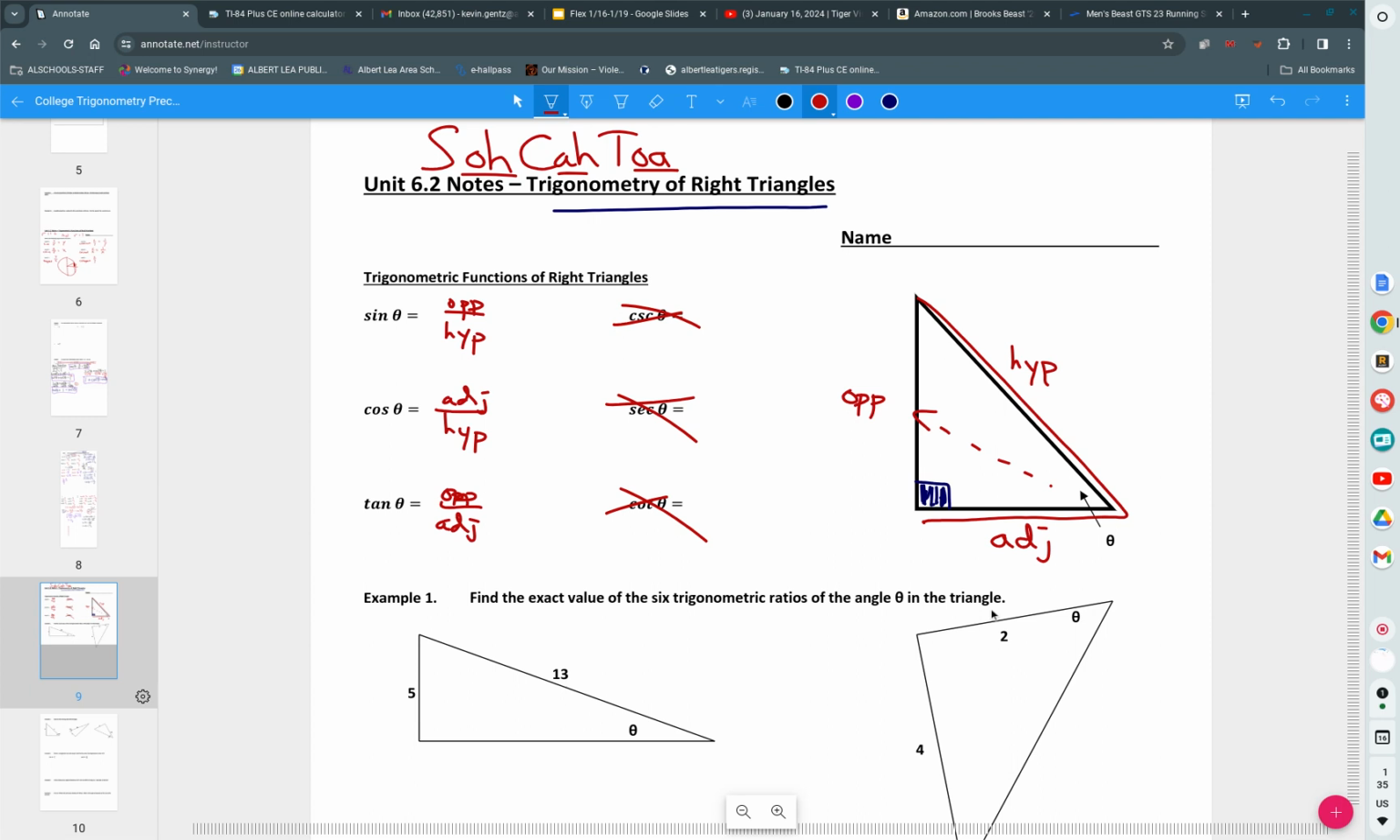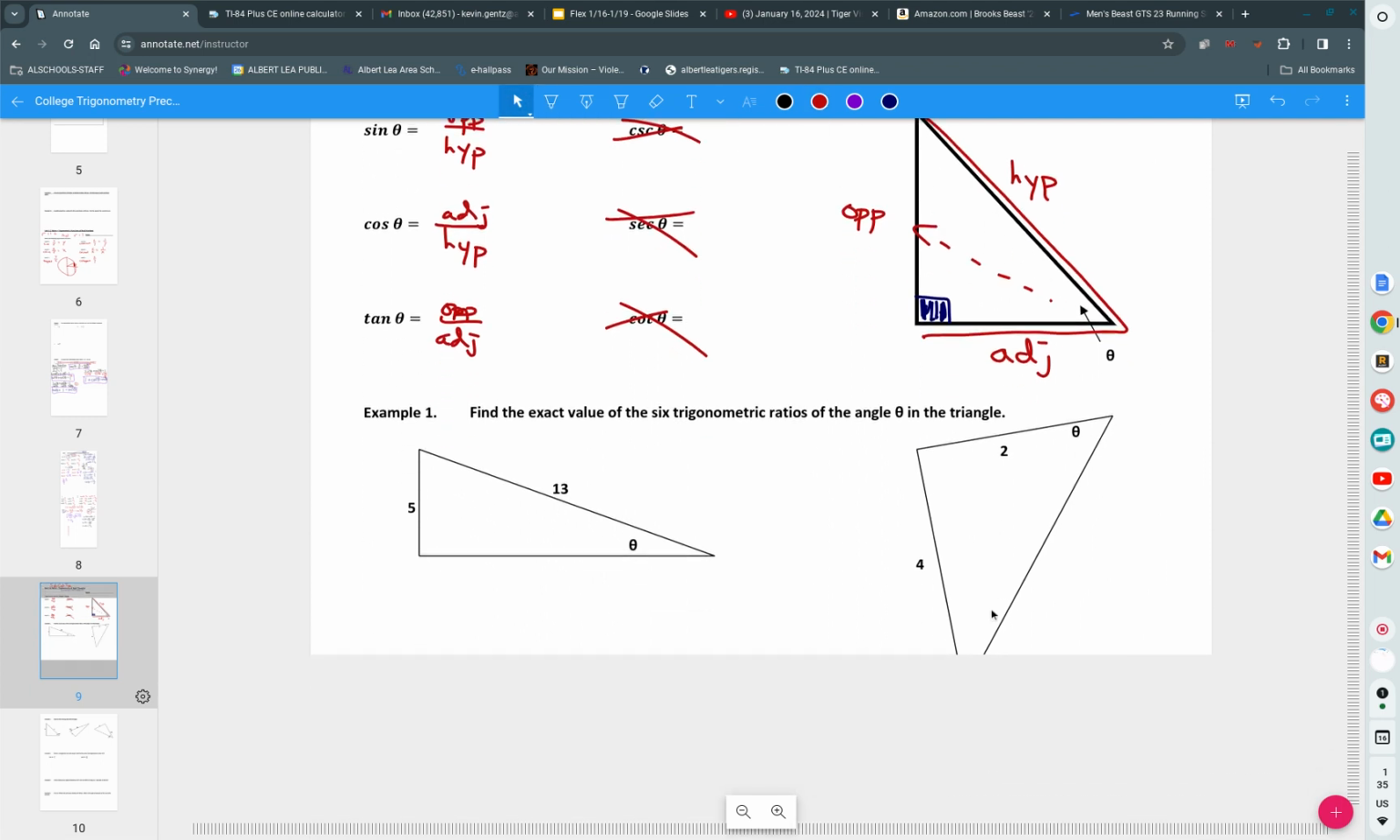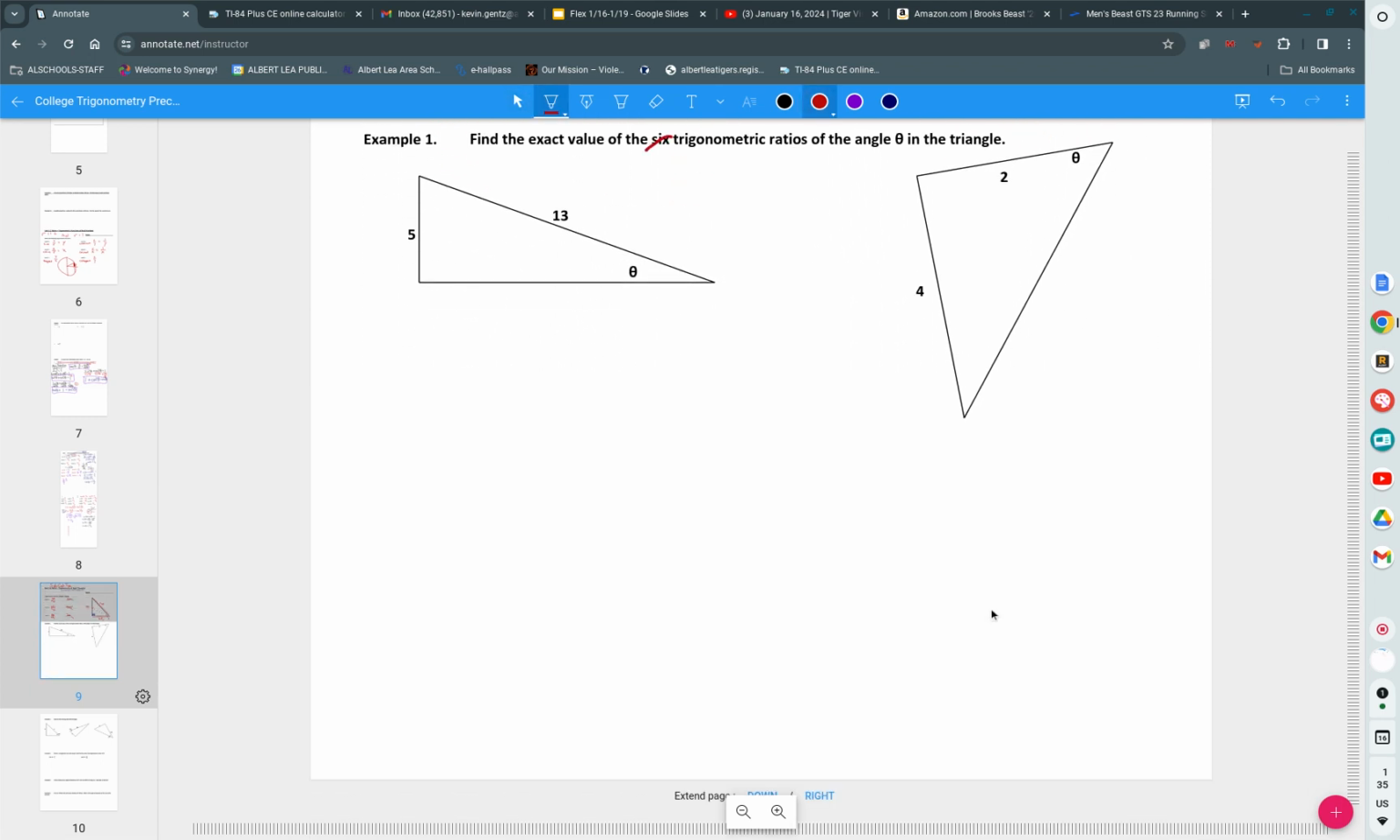So we'll go to work. Find the exact value of the 6 trig ratios for the given angle theta in the triangle. We're not going to do 6, we're going to do 3 today. We're also going to get rid of example 2. You guys don't need it. So I'm going to list sine of theta and cosine of theta and tangent of theta.